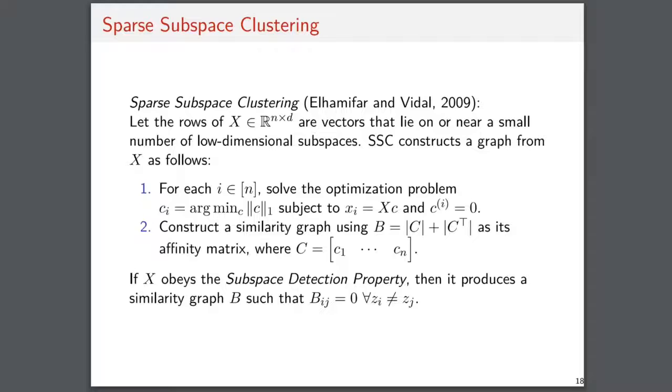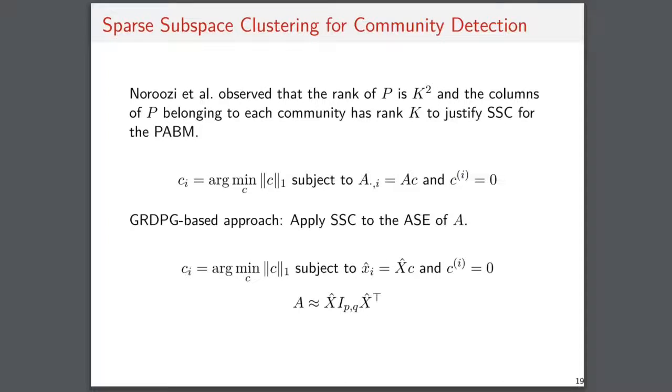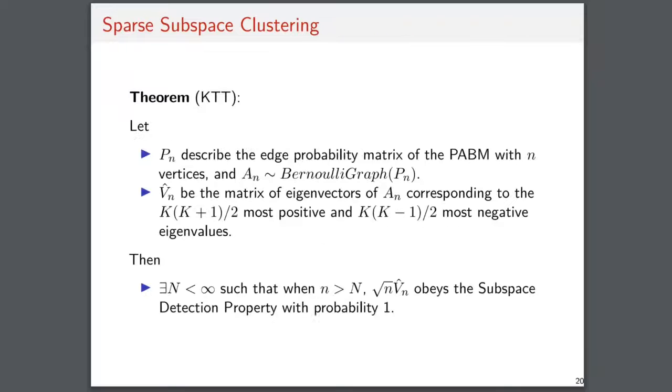A collection of vectors X obeys the subspace detection property if sparse subspace clustering results in a graph such that vectors Xi and Xj belonging to different subspaces results in there being no edge connecting the two. While they did not make the connection to the GRDPG and did not apply any embedding techniques, Noroozi, Rimal, and Pensky noticed something very similar and proposed using sparse subspace clustering for community detection on the PABM. Our work extends what they did by showing that the SSC algorithm using the ASE of A as the input obeys the subspace detection property with probability 1.